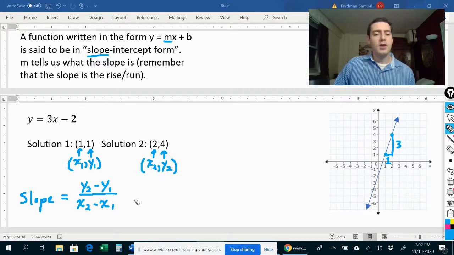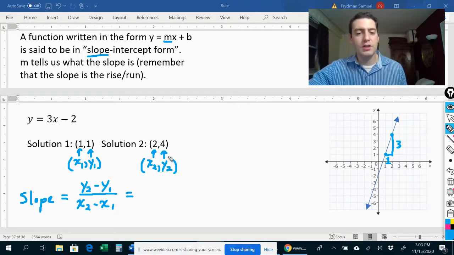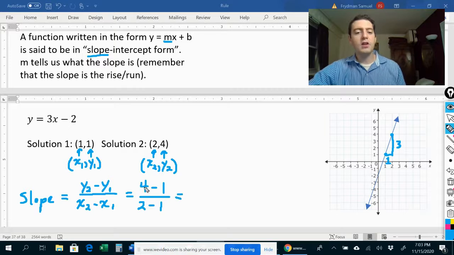Okay, so what do we get when we subtract these two y values? So that would be 4. y2 is 4, and y1 is 1. And we could put that over x2 minus x1. So x2 is 2, and x1 is 1. So I'm subtracting x1, so minus 1. All right, and look at what I'm doing here.